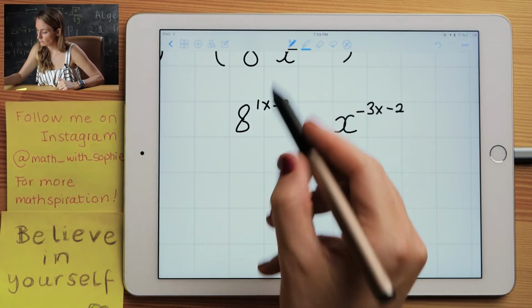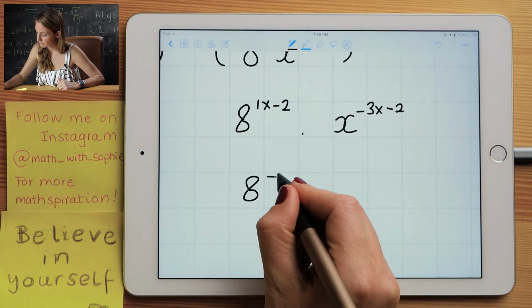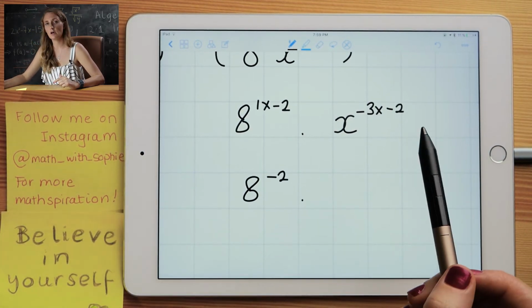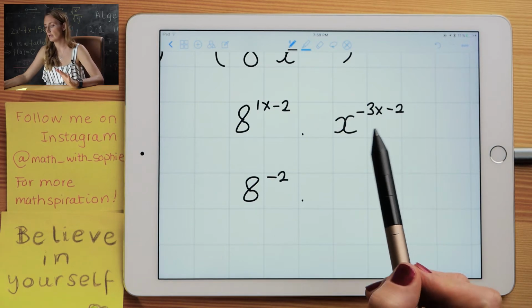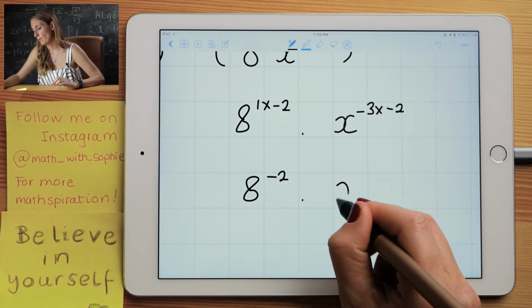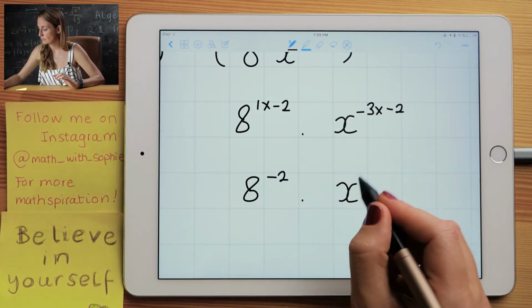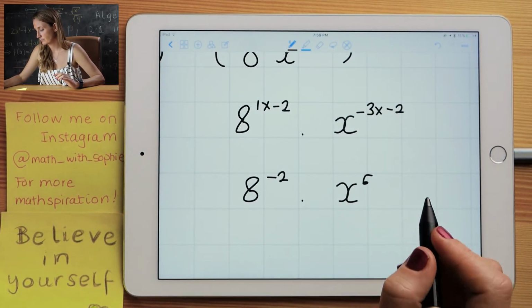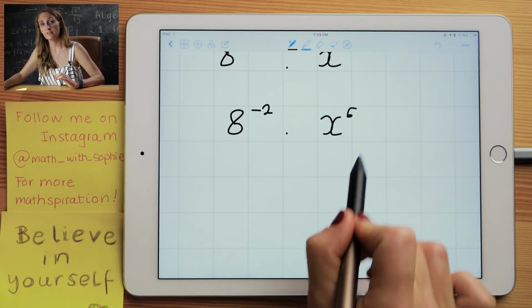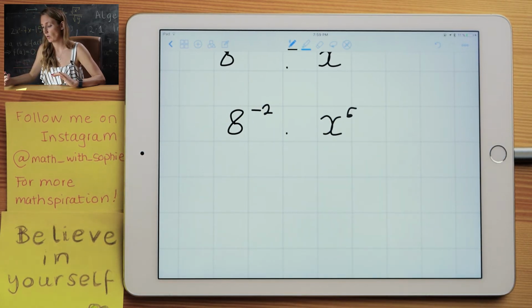Remember, always multiplying the outside power by any powers on the inside. 1 times minus 2 is minus 2. Here you've got a double minus. You've got a minus 3 times minus 2. Minus times minus always makes plus, and 3 times 2 is 6. This isn't fully simplified yet. We've got to keep going.